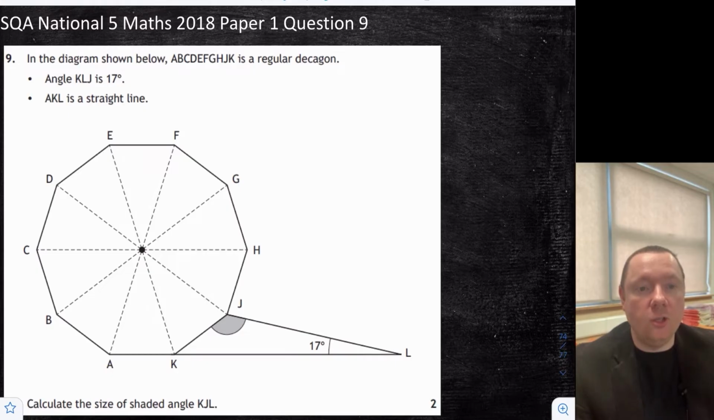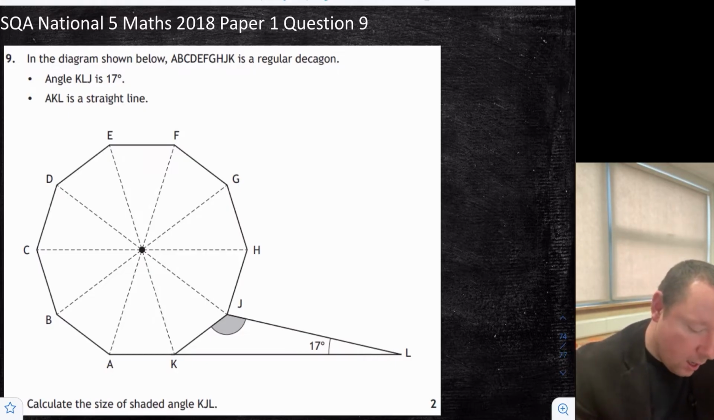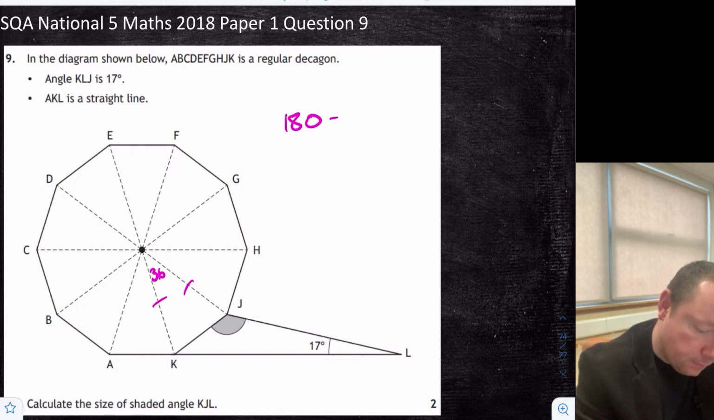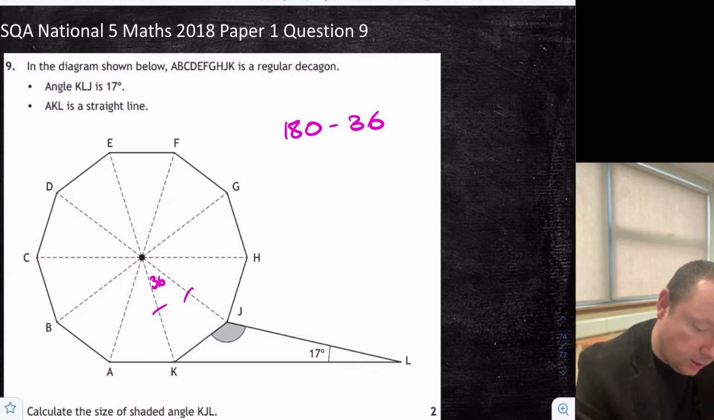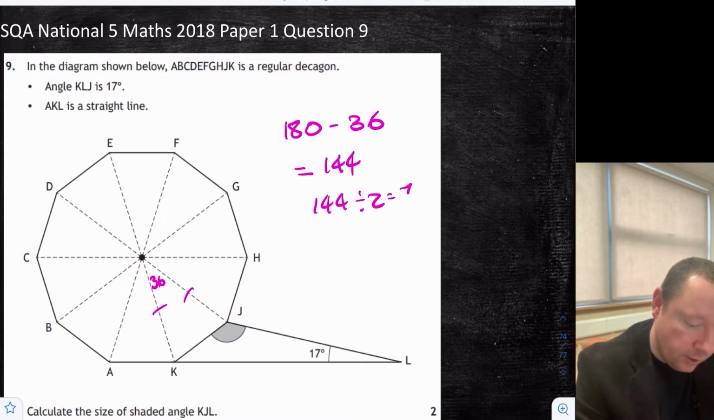Okay, so we're going to have to do some work to get the angles. We're going to need to know this angle here. But all these triangles are the same. And since that's around a point, I can just do 360 divided by 10 to get 36 in the middle. So I know that that's 36 here, and that that's an isosceles triangle. So 180 minus 36, it's paper 1, so you just need to do it with a calculator to get 144. 144 divided by 2 gives you 72 degrees.